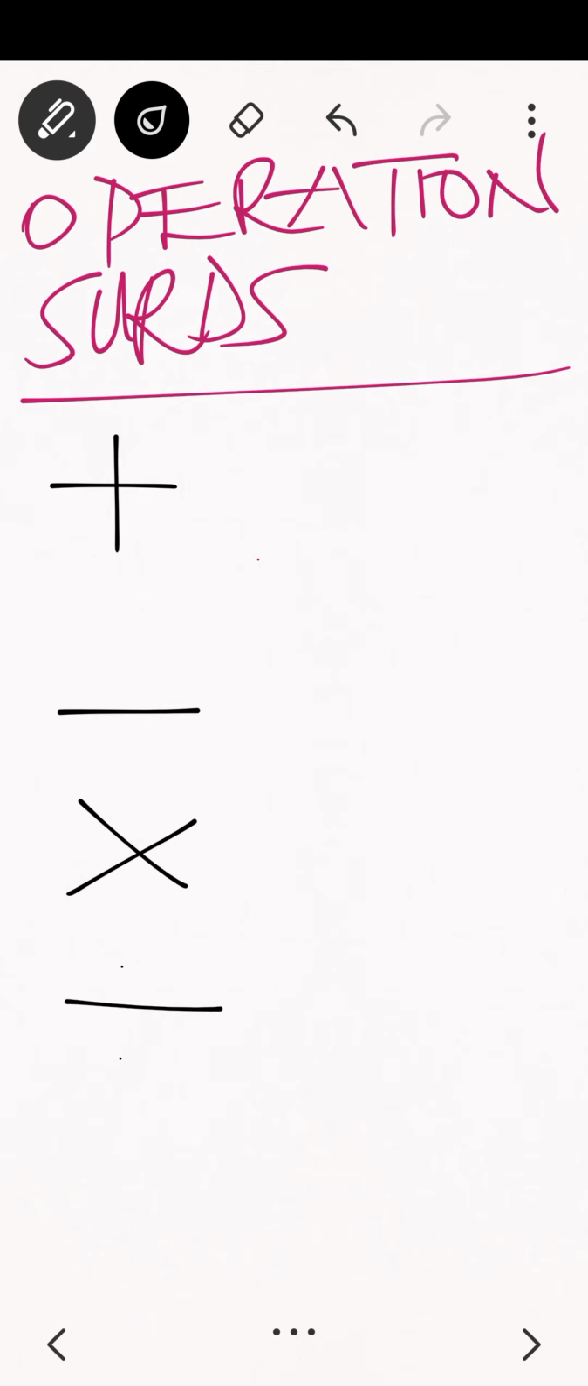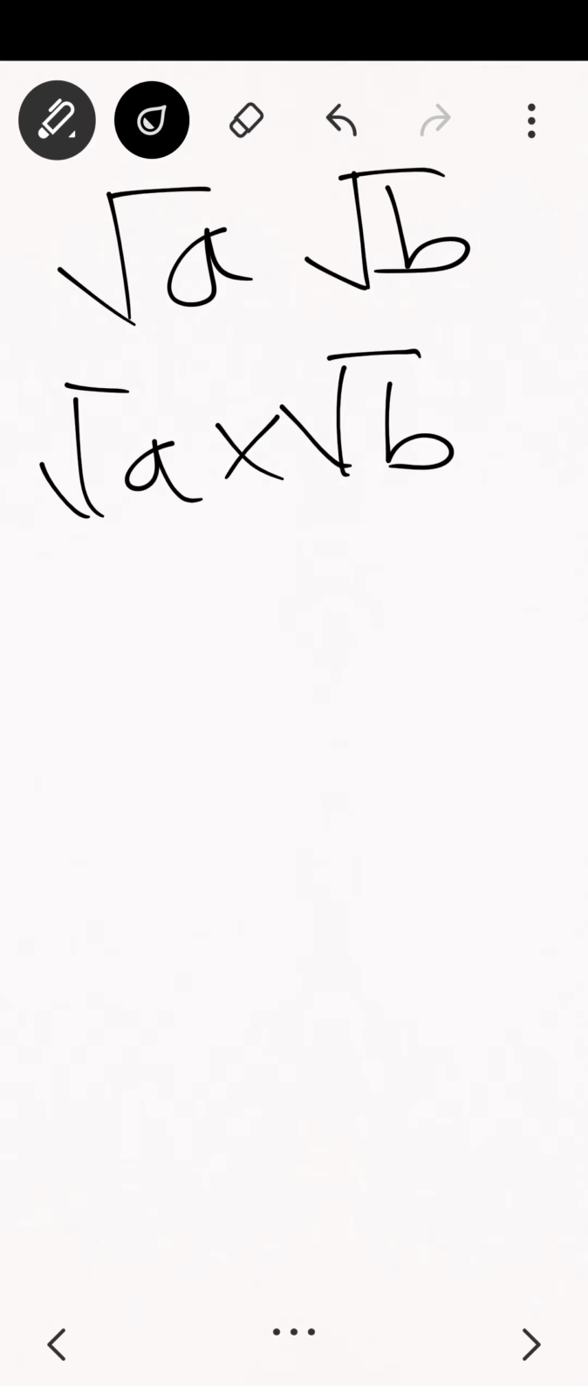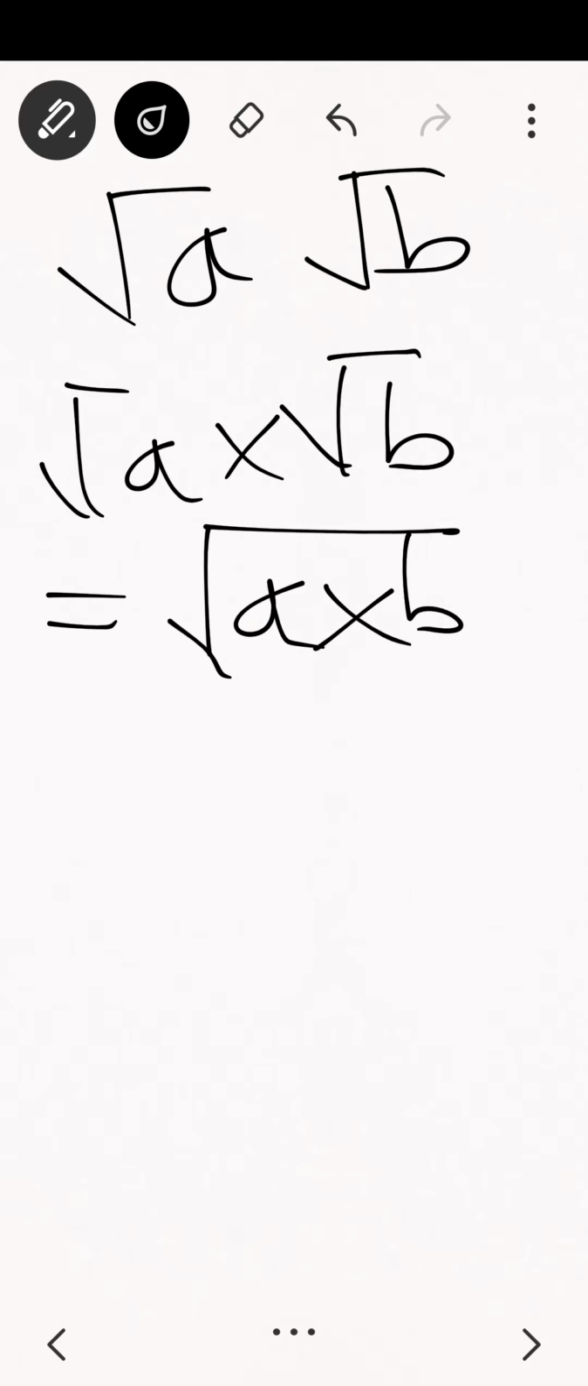First off, let's start with the multiplication sign. Given that you have two sets, one is set A and the other is set B, and you are asked to multiply the two. So you're going to have root A times root B. To be able to do this, what we do is extend the radical or the root sign to contain both A and B. When that happens, we're going to have root AB.